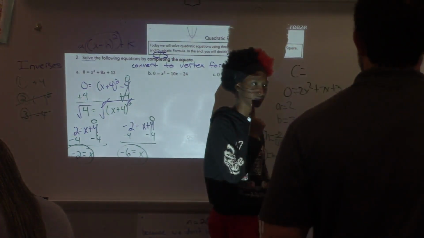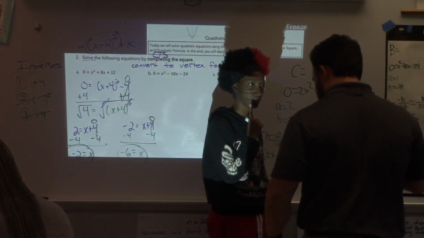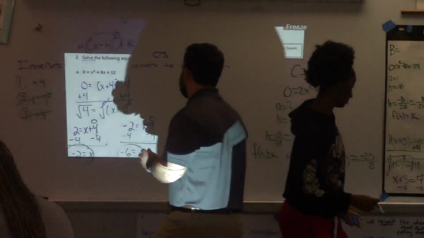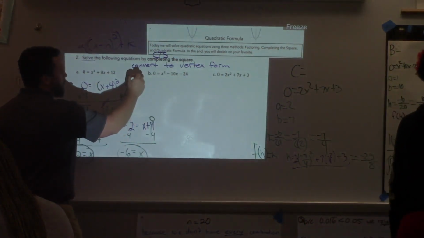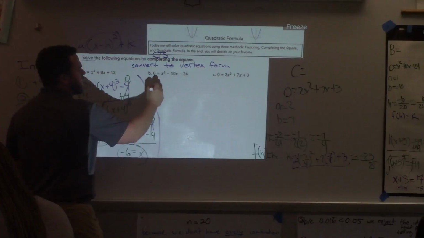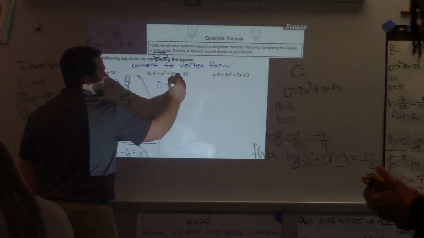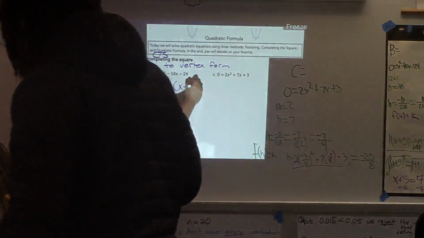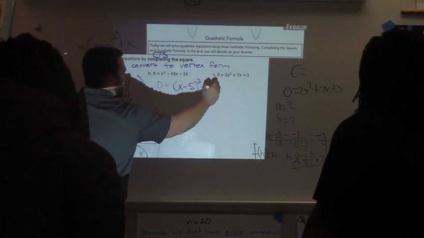It's okay. Stay calm. So let's talk about B really quickly. We're gonna go through this one, and I'm gonna go through C and talk about some details with C. So B, I'm not gonna spend as long as last time. With B, we should have gotten x minus 5 squared equals 49. Yeah.